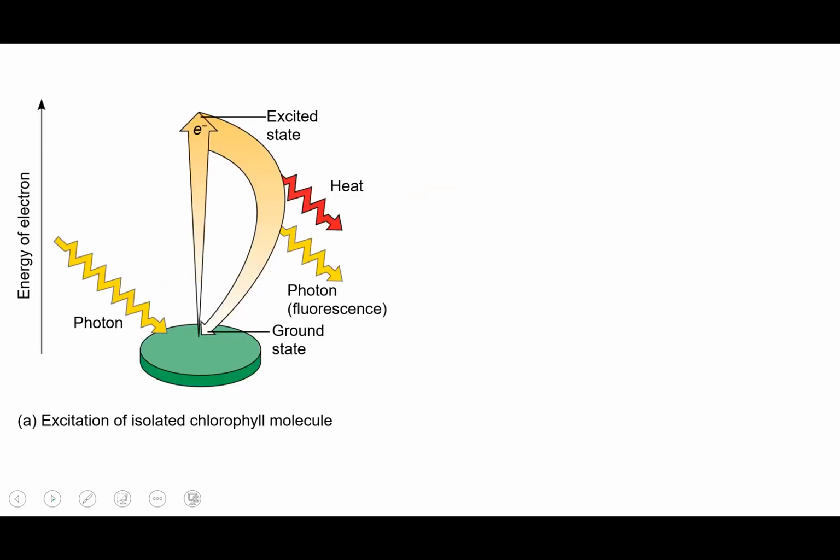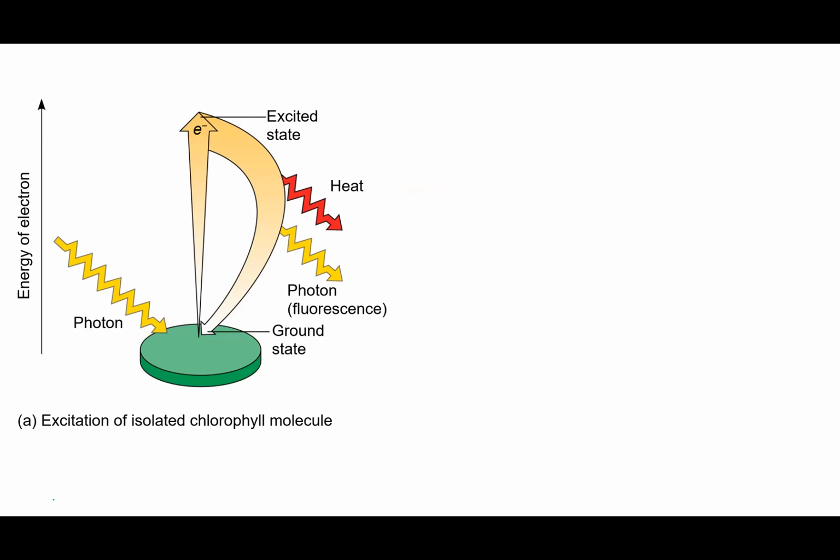And that's kind of where we left off on Wednesday. We were talking about what happens when light hits chlorophyll. So chlorophyll being able to absorb that light. When light hits chlorophyll, it excites those electrons. And so it's going to move it to a higher state.